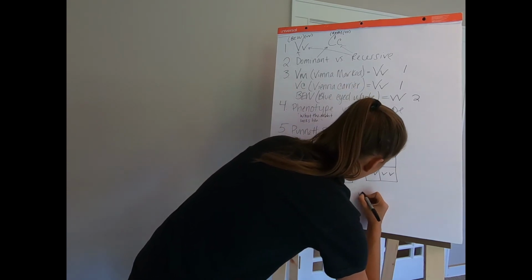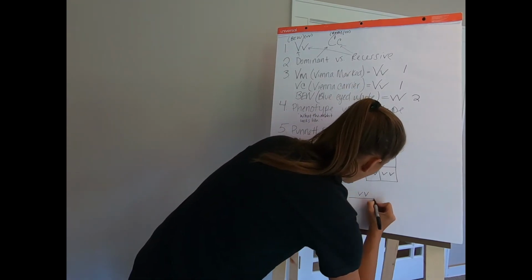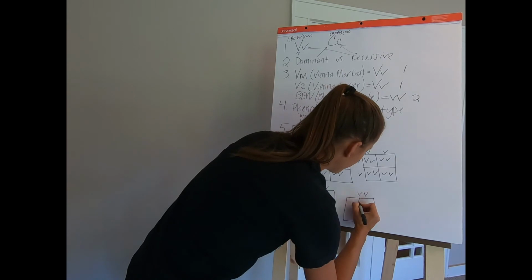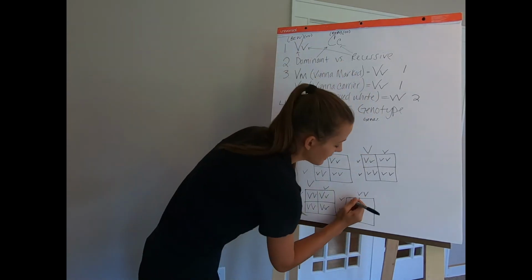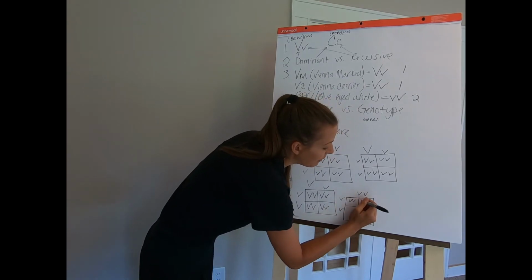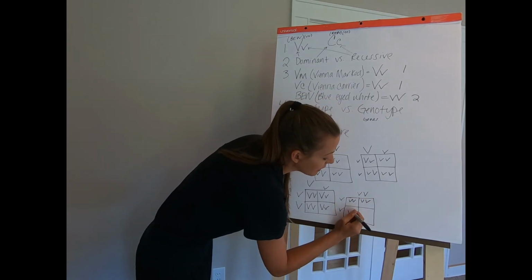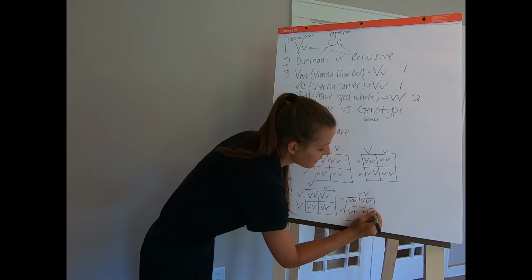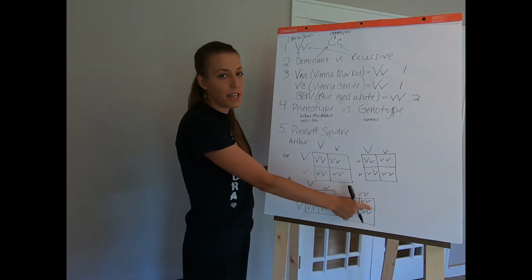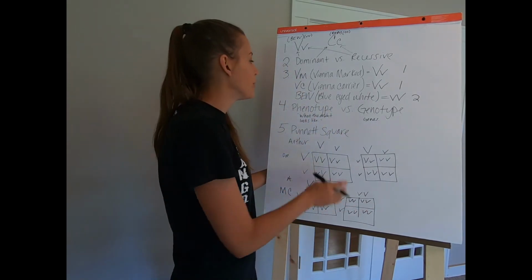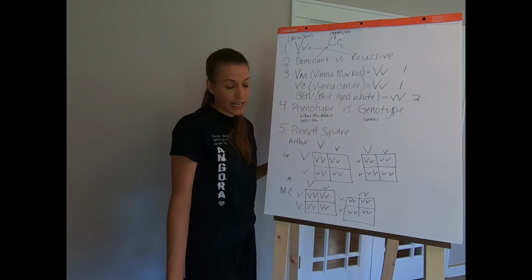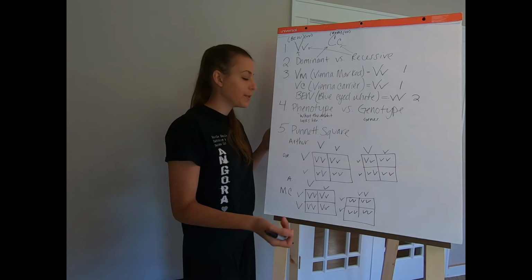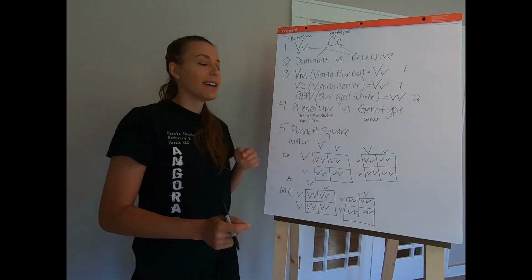So let's do a little square here, 2 small v's. Let's say 2 blue-eyed white parents. Every single box is going to be lowercase v's. 100% chance of blue-eyed white rabbits. When you breed a blue-eyed white rabbit with a blue-eyed white rabbit, that's what you're going to get, blue-eyed white rabbits. You're not going to get anything else.